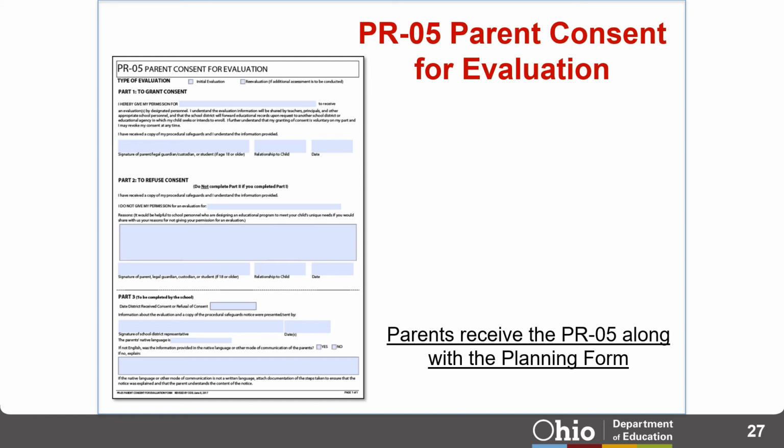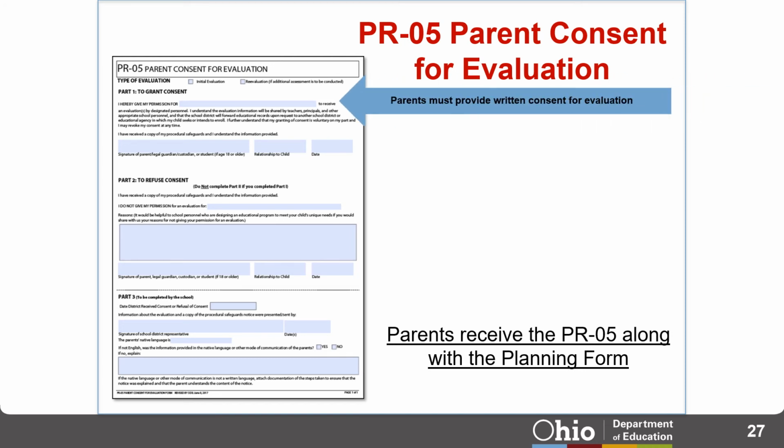Parent consent must be obtained before an evaluation is conducted using the Consent for Evaluation Form, PRO5. Parent consent means informed consent. The parent must be involved in the evaluation planning process, have their rights explained to them, and understand what granting permission to conduct an evaluation by the district means. This is especially important for the initial evaluation.